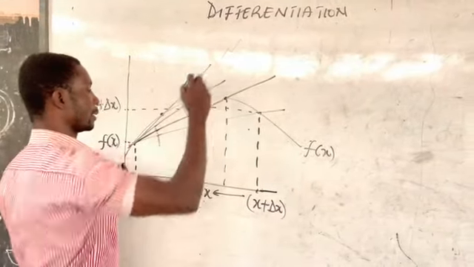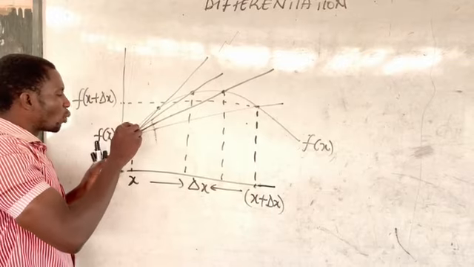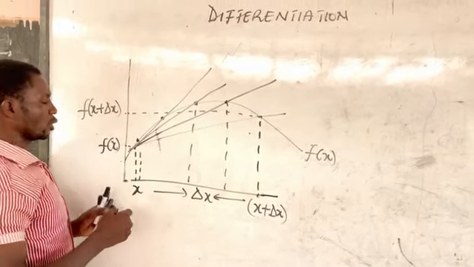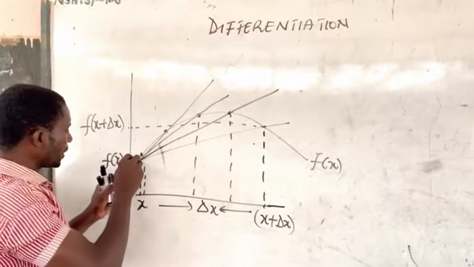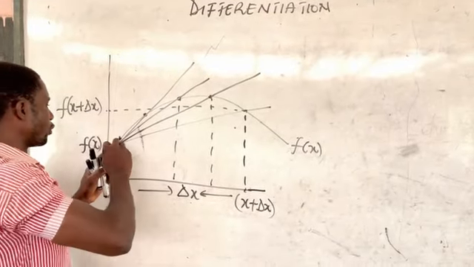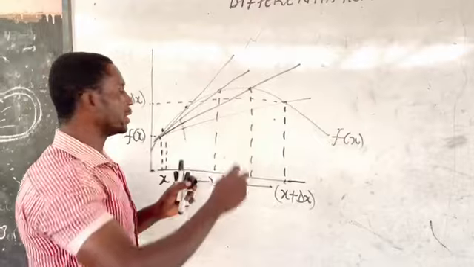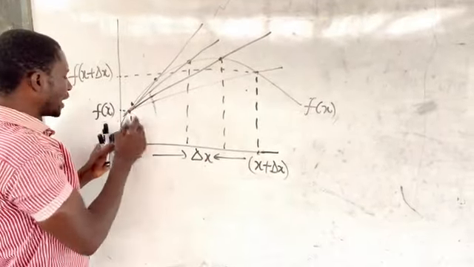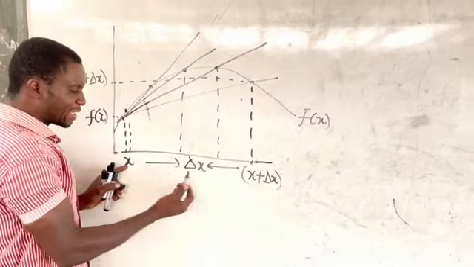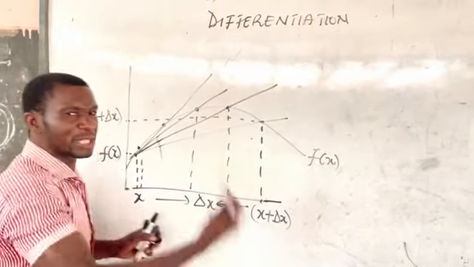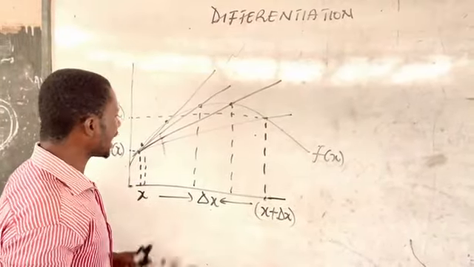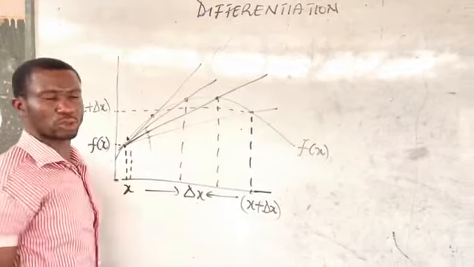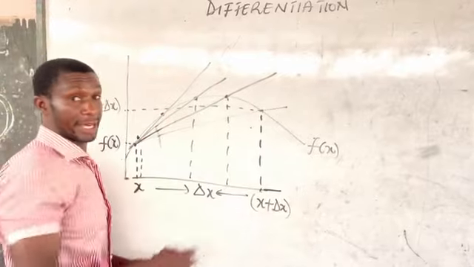When you bring it closer to this point, you see that the two points are so close. If you draw a straight line on them, it will be flattened on the curve. So if you bring it so close, delta x is almost becoming zero, approaching zero. It is then that you can approximate the gradient of the curve to that of the straight line.